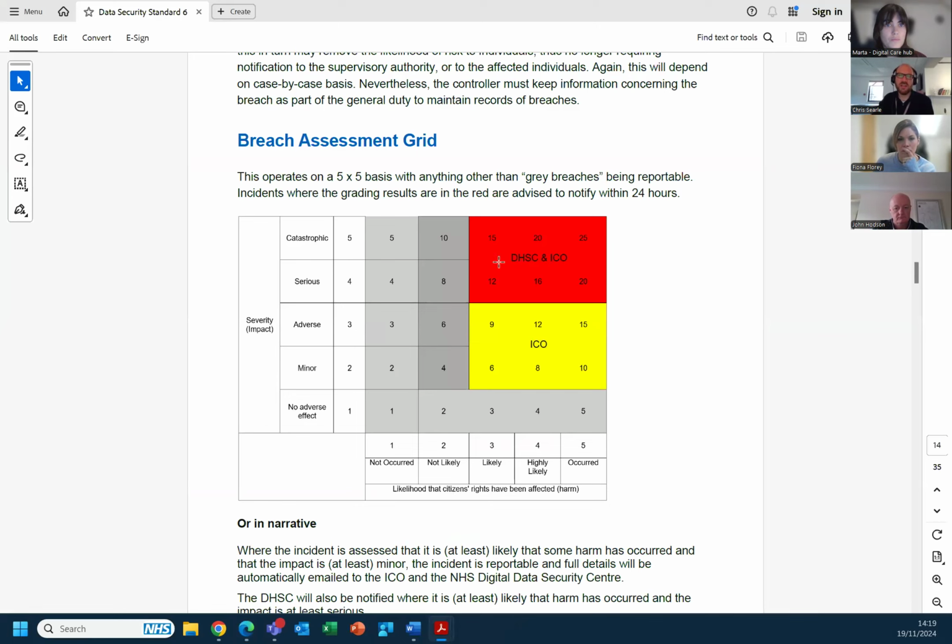Something to note is the grid, the breach assessment grid. This is included in the incident reporting guidance. In our situation, the likelihood was 3, which was likely, and the severity was serious, so it got 12 on that grid. That's why it got reported to that group of people. Anything over a 2 on the likelihood will get reported further, and the selection you make depends on where it will go.